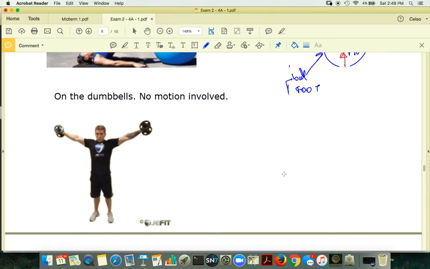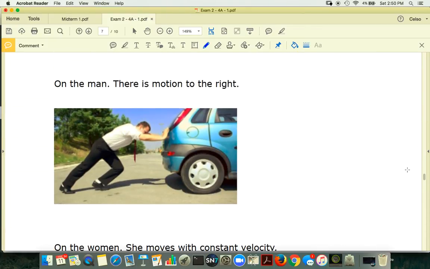On the dumbbells, no motion is involved. So if there is no motion, you take one on another, and the two forces have to balance the weight. And this is a normal force, hand on dumbbell. Same thing on the other one. On the man, there is motion to the right, so the car is moving.